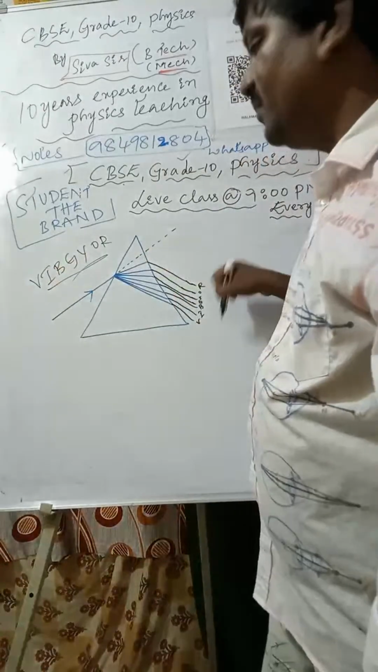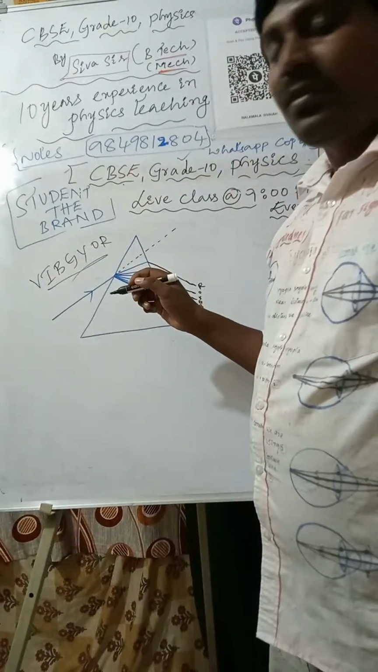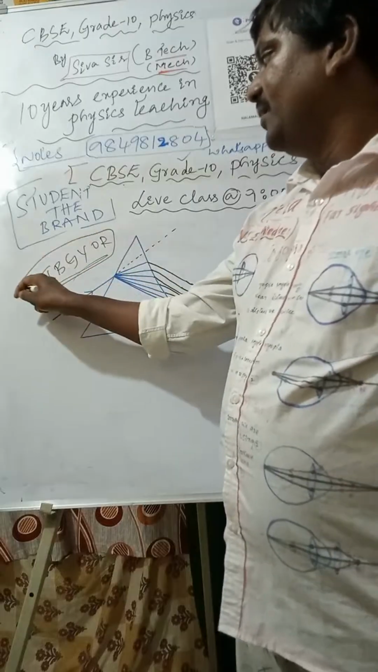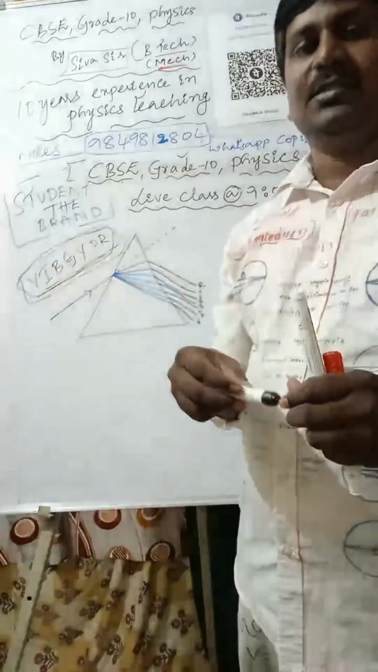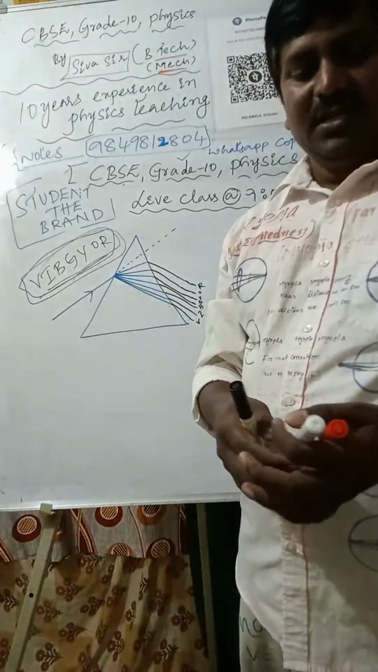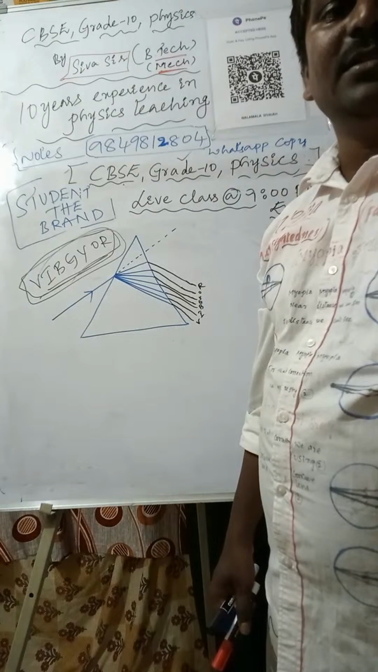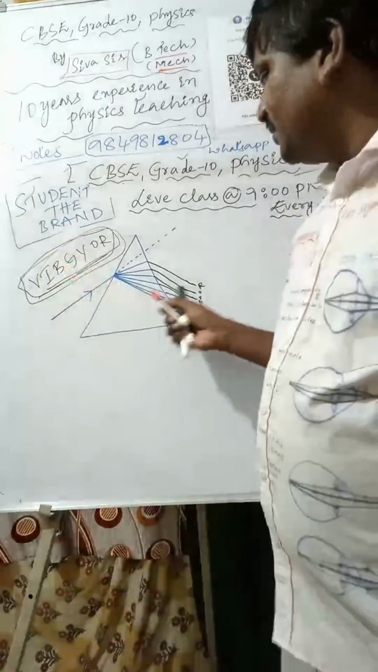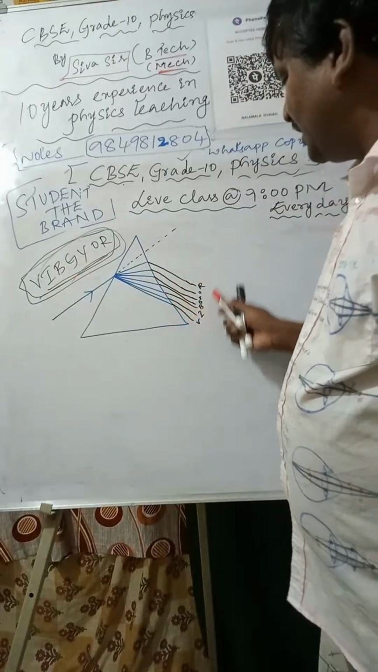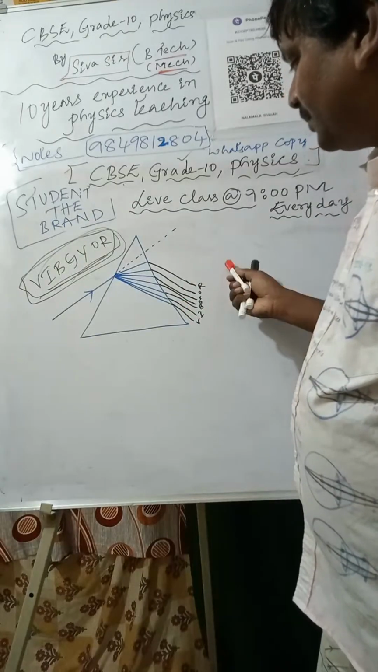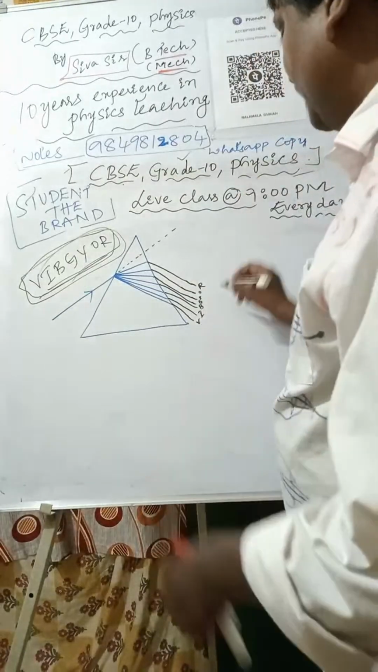This is the screen. So 7 colors will form, like a VIBGYOR formation. The splitting of white light into 7 colors is known as dispersion. Those 7 colors will form like a band on the screen, and this band is called spectrum.